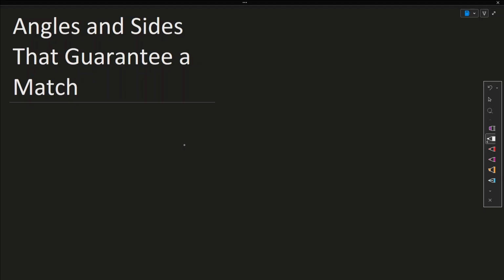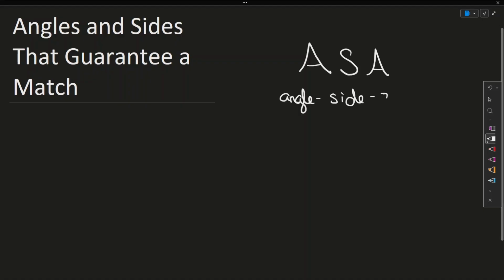Let's explore two more triangle congruence criteria, ASA and SAS. Let's start with ASA. This stands for angle, side, angle. More specifically though, if two angles and the side between them are congruent, then the triangles are congruent. That side in the middle matters.